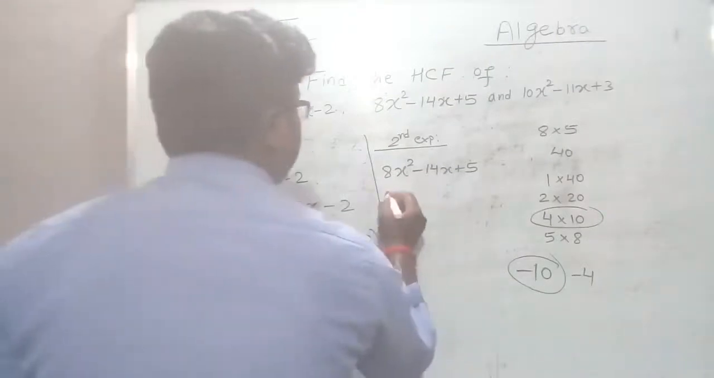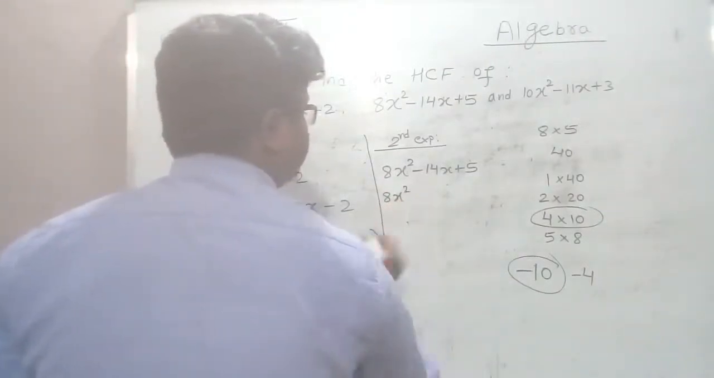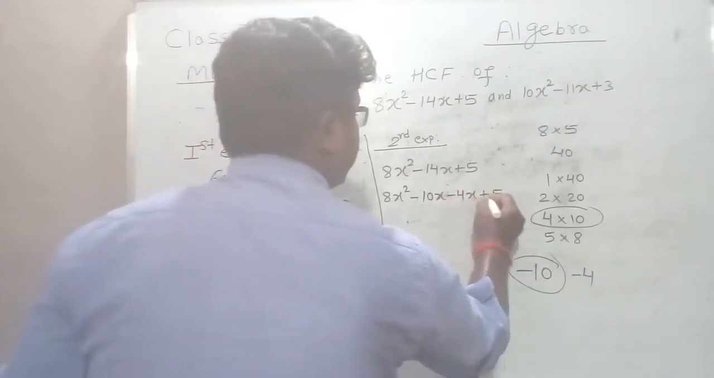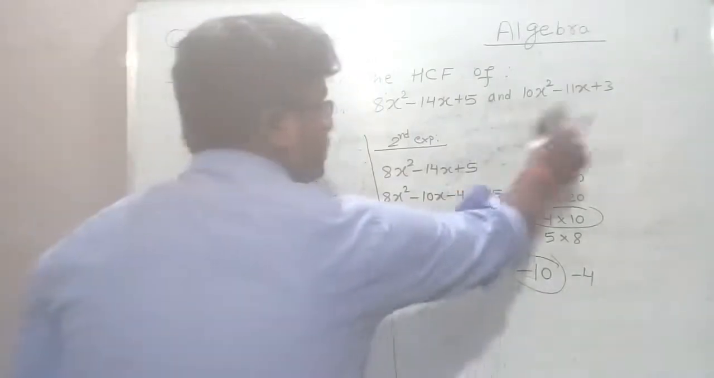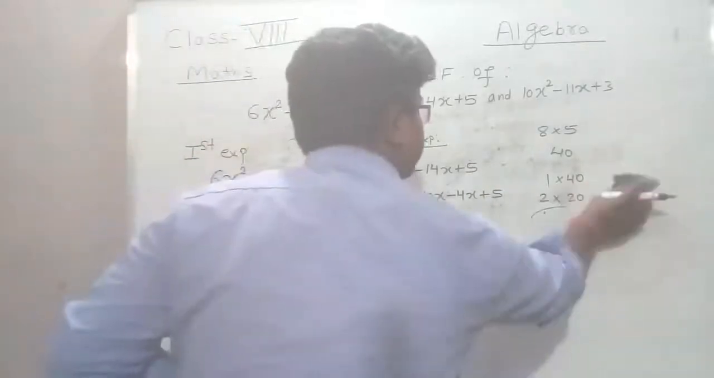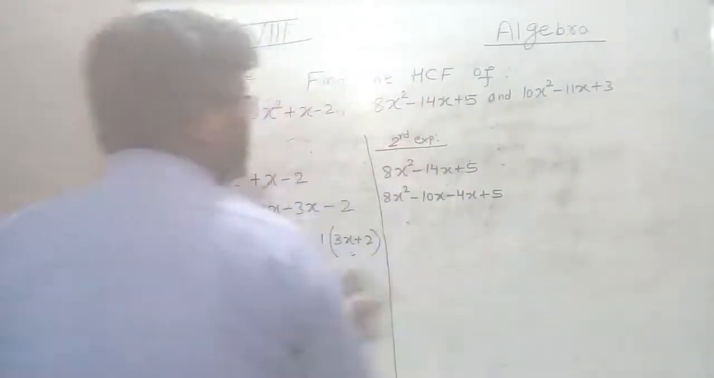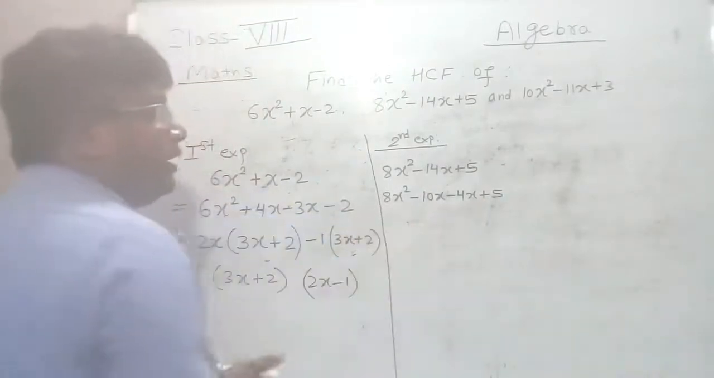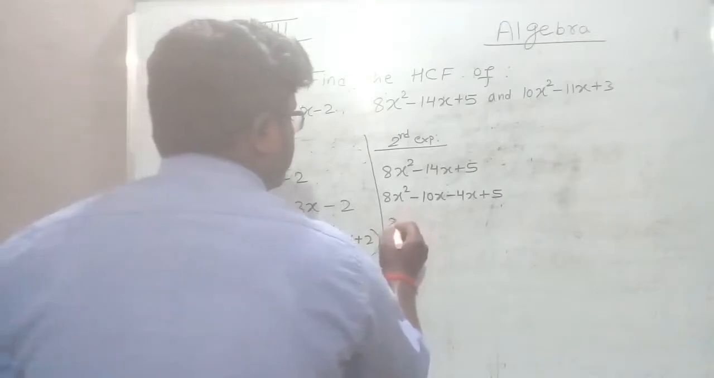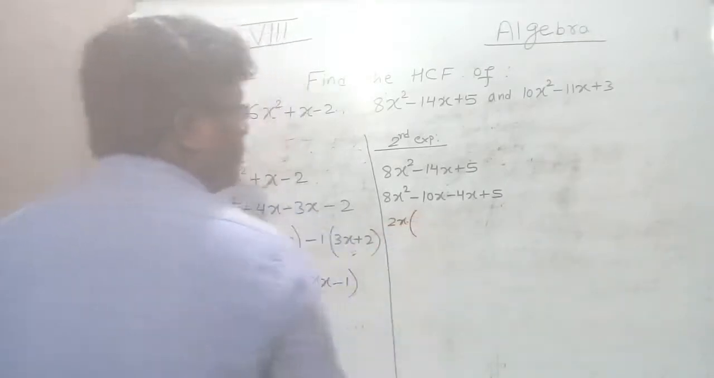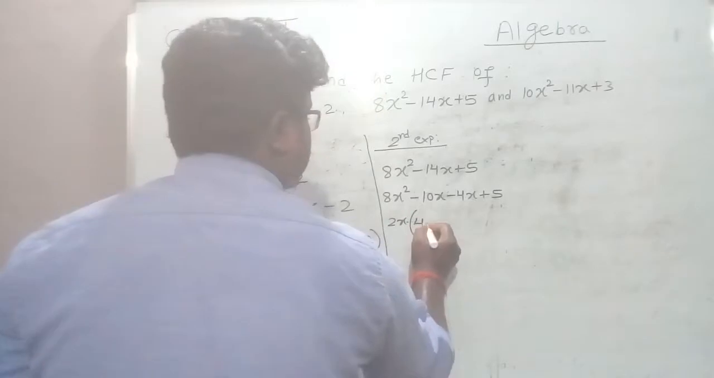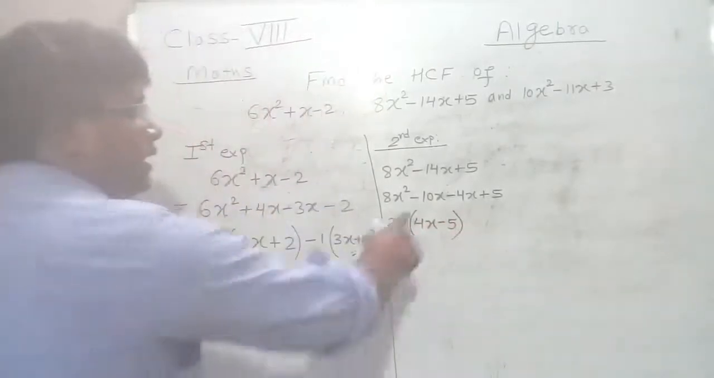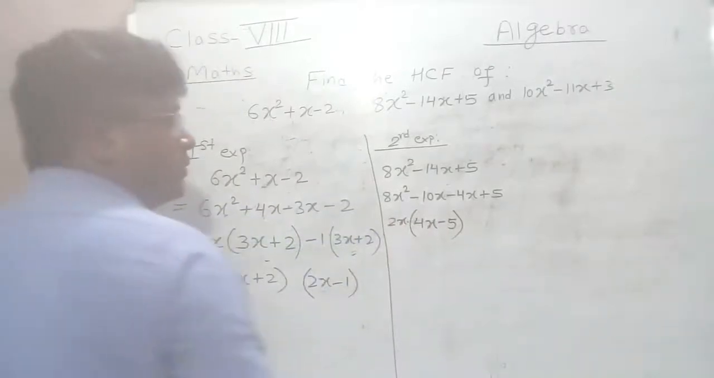So in place of this, what we can write is 8x square minus 10x minus 4x plus 5. Okay, so its work is over now. So now take common from here. From this 8 and 10, what can we take common? That is your 2x. Okay, now what is remaining here? 4x minus 5. Okay, from 10x, if you take 2x as common, minus 5 is remaining.